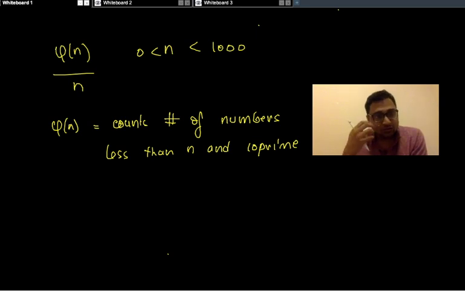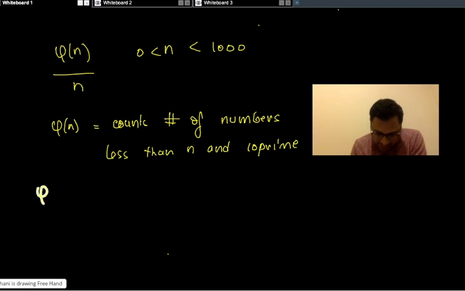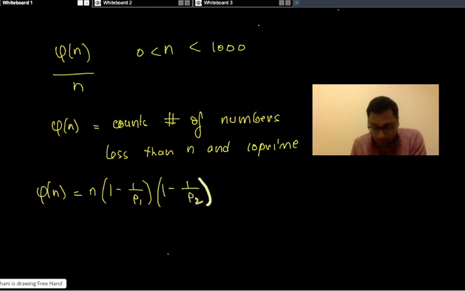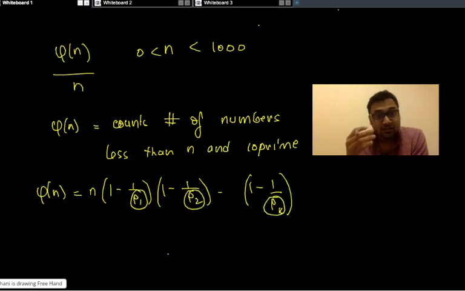The question is, you don't really need to know the exact definition of phi of n to do this. The only thing that you need to know is the formula for phi of n. So what is the formula for phi of n? It's n times (1 minus 1 over p1), (1 minus 1 over p2), up to (1 minus 1 over pk). Here p1, p2, pk are the prime factors of n.